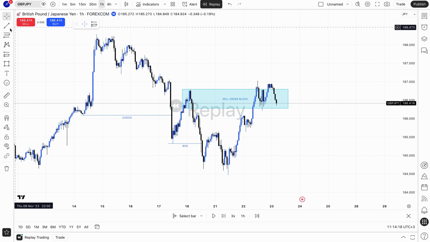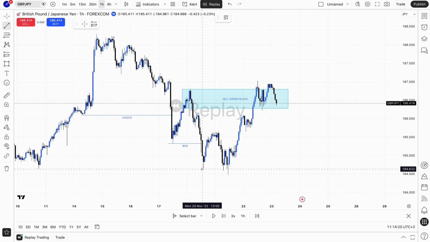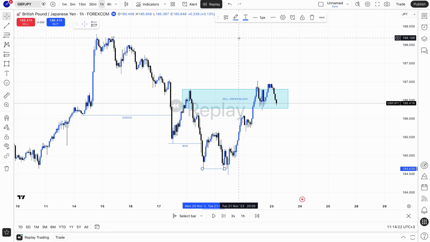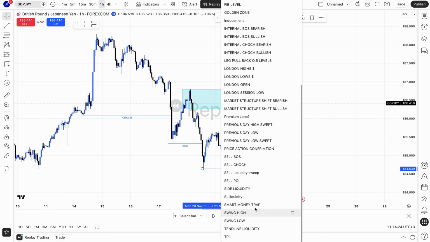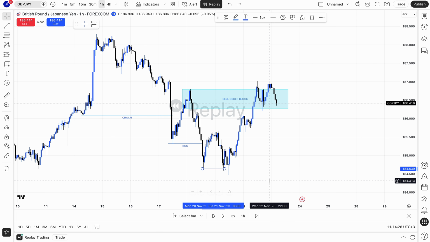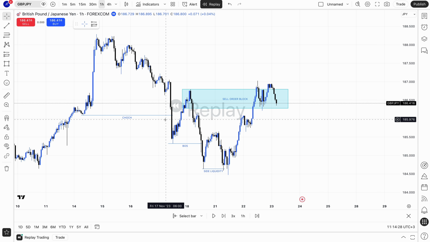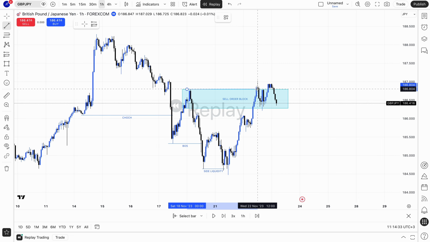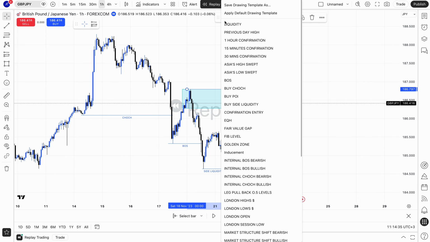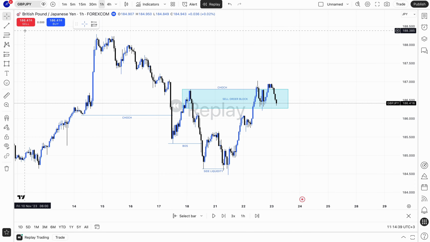Then the price came down, and then we had our liquidity sweep to the downside. You can see it, we had a liquidity sweep to the downside. Then the price came here and disrespected this area. Then we had our change of character to the upside, external structure.